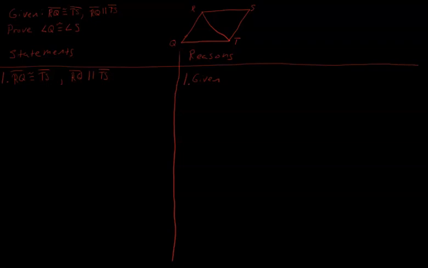Now, as you do a proof, you should always draw your diagram, and as we work, we want to mark our diagram. So we know that RQ and ST are congruent, so we're going to mark them as congruent. And we know that RQ is parallel to TS, so we're going to mark them as parallel. Those are the arrows here on the sides that mark parallel. The slash straight line is for congruence.